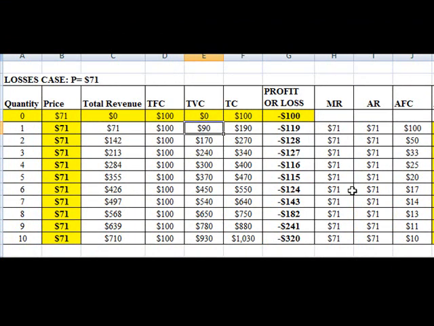So when we're looking at supply curves, we'll see that it will represent only points where price is greater than or equal to the average variable cost.